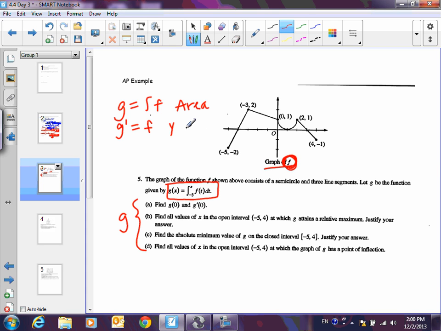So these are the y values of this graph. Now I'm doing a lot of prep work, but it's going to make the rest of the problem a lot easier, and every problem is going to work out this way. You're going to write basically the formula, you're going to take the derivative of both sides, and we're going to see this happen again. Now I'm even going to go ahead and do g double prime, because I see down here that g has a point of inflection. Points of inflection have to do with concavity, the second derivative of g. What would g double prime equal? f prime, right? You just took the derivative of both sides. Now, if this is the graph of f, what is f prime?